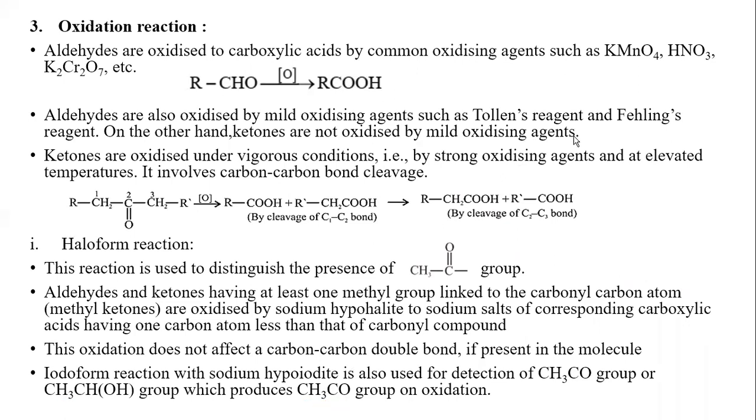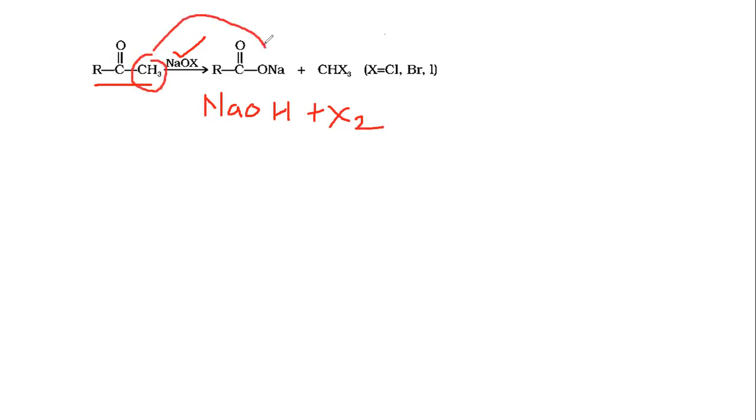The reaction is carried out when the acetyl group containing aldehydes or ketones react with sodium hypohalide, or sodium hydroxide and the halogen. The CH3 part is replaced by the ONa group, and it yields a haloform. Since the formation of haloform takes place, the reaction is called the haloform reaction.